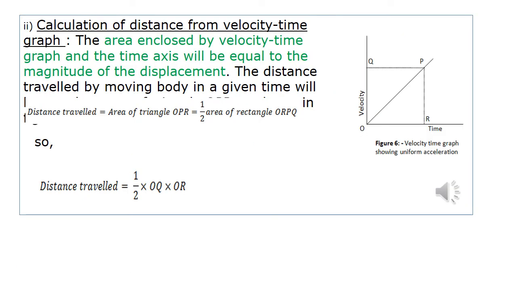The second piece of information we get from the velocity time graph is the distance travelled by the moving body. Here the graph is OP, and the area enclosed between OP and the time axis is equal to the area of the right angle triangle OPR. The area of triangle OPR is half into the area of the rectangle ORPQ. So we can easily say that distance travelled will be equal to half into OQ into OR.